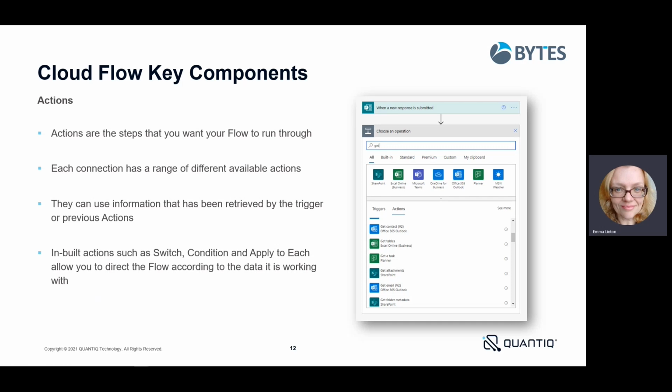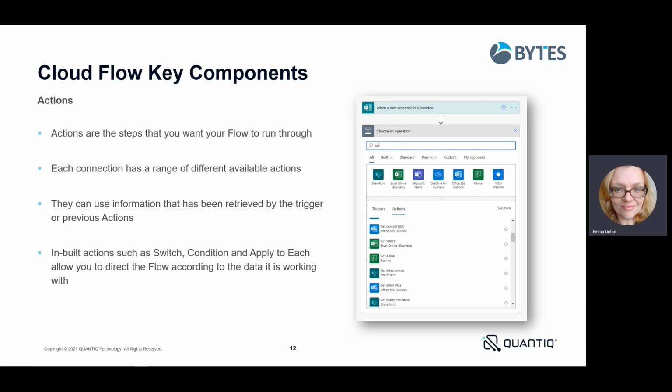So once your triggers happen, what do you actually want to do? You can choose any number of connections. Each action will be linked to a particular connection, and each connection has a range of different things that you can do within it. You can probably see in the screenshot there, we've got Office 365 Outlook. We can see that there's a get contact action there, but there's also a get email. Depending on the connection, you'll have a different set of actions linked to it.